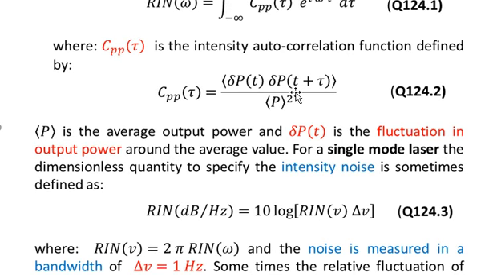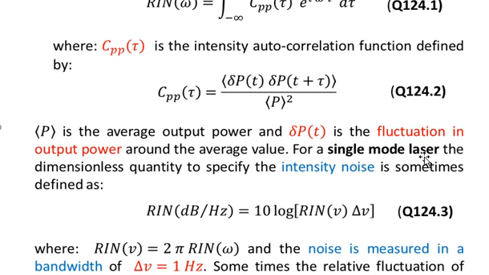You may say that this is an intensity autocorrelation function, or equivalently a power autocorrelation function, because it contains implicit information about the area. The area has not been specified, but implicitly it is present in this expression. So C_PP of tau is equal to the average value of the autocorrelation function of the power output divided by the square of the average power, where average P is the average output power, and delta P of t is the fluctuation in output power around the average value.